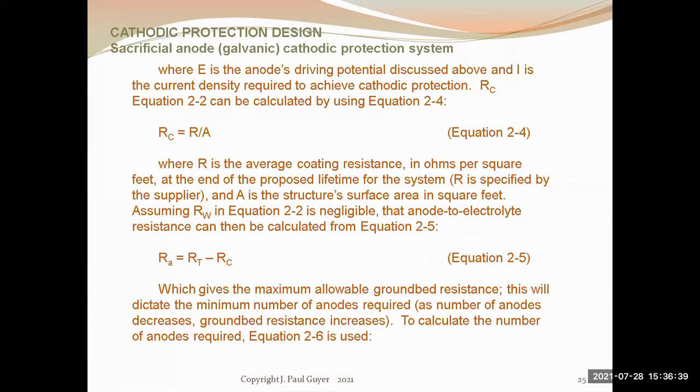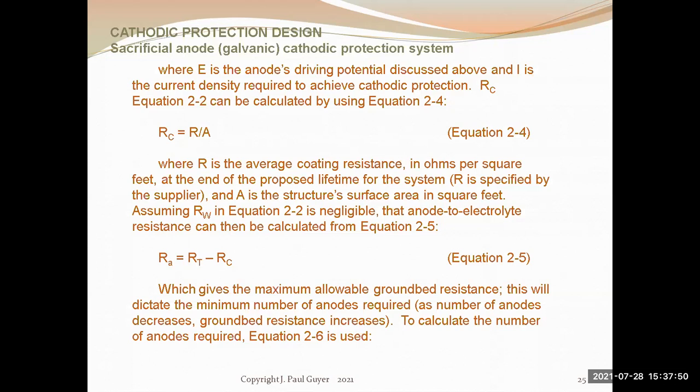And the cathode to electrolyte resistance can be calculated using equation 2-2, where R is the total resistance and A is the current. R is the resistance of the coating, because you have coated your protected structure. And this coating resistance is in ohms per square foot, and it's a figure you get from the manufacturer of the coating system. And you would want to get an estimate from the supplier of the coating system for an aged coating system, 15 years in service, something like that, because that's what you're designing for that point in time.